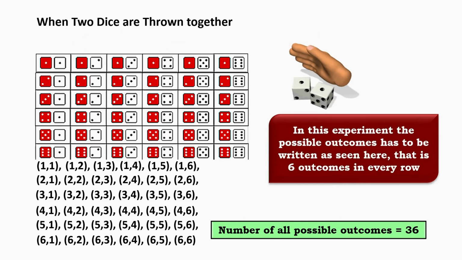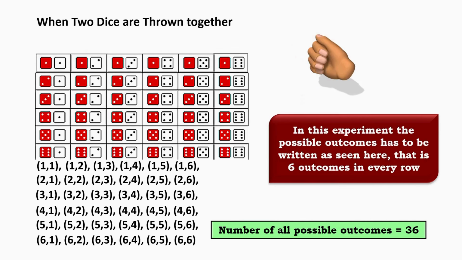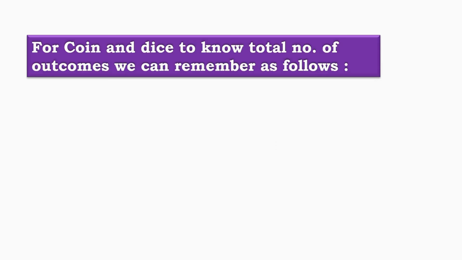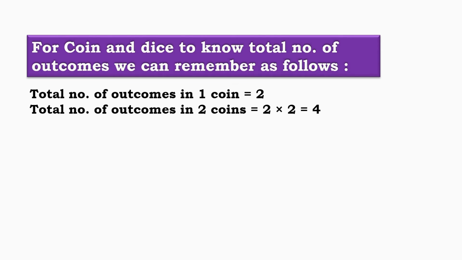So in this experiment, the possible outcomes have to be written as seen here, that is 6 outcomes in every row. Now for coins and dice, to know the total number of outcomes, we can remember as follows. For the total number of outcomes in one coin, we already got 2, that is head or tail. Similarly, for 2 coins, we already got 4, that is 2 into 2.